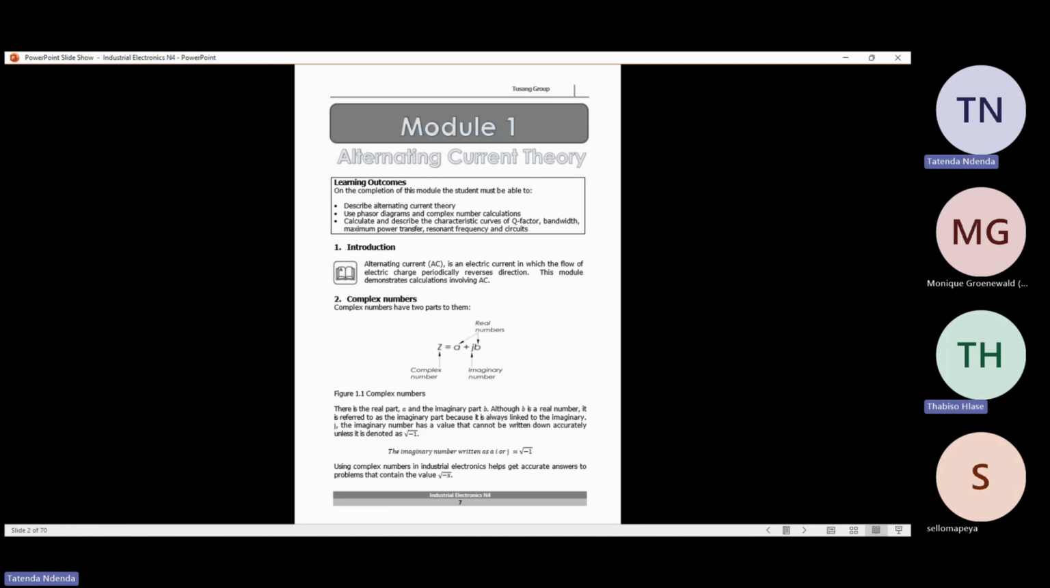Yeah. Oh, okay. Nice. So now we are having, for example, let's say, the root of negative 25. What would be your answer then? Root of negative 25.